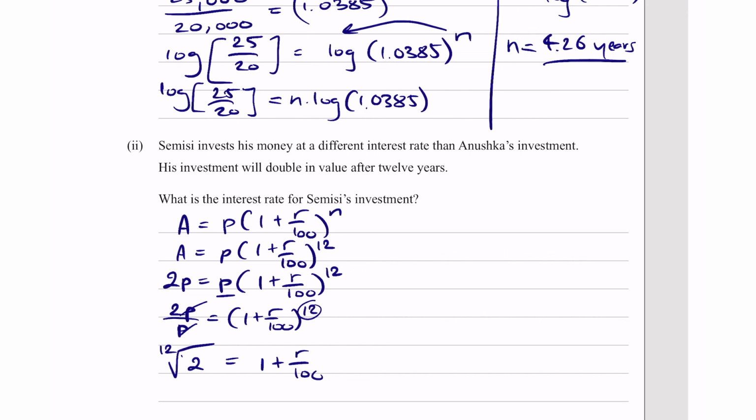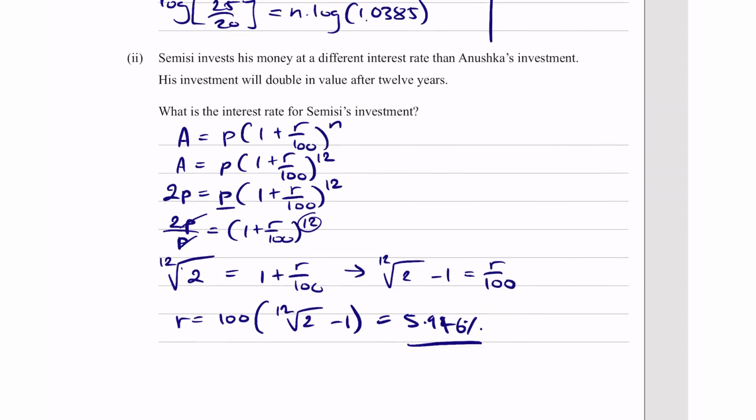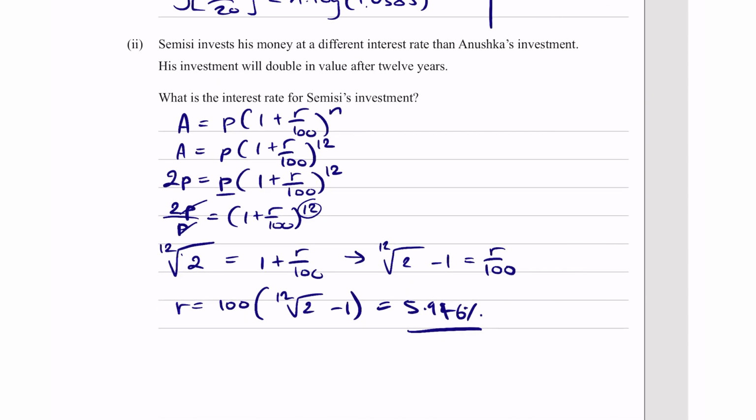So, what do we have here now? Let's subtract 1 from both sides. So, the 12th root of 2 minus 1 is equal to R over 100. And so, R is equal to 100 multiplied by the 12th root of 2 minus 1. And I've got a calculator here, so let me calculate the 12th root of 2, minus 1, multiplied by 100, and the interest rate is 5.946. I imagine it's percent, right? Yes. So hopefully I've got that correct.